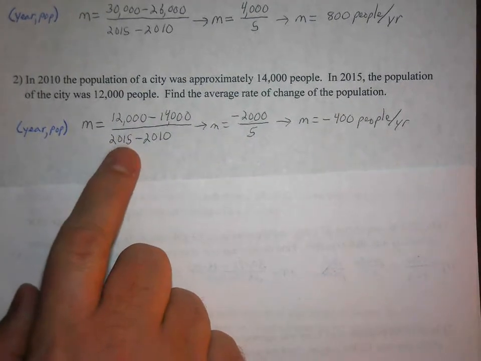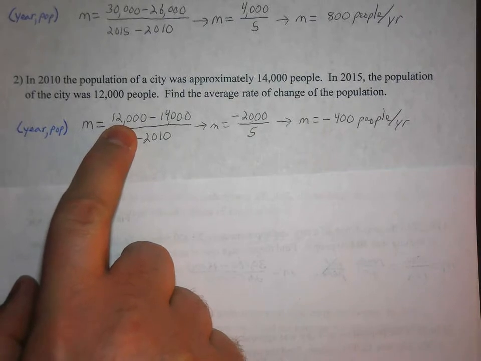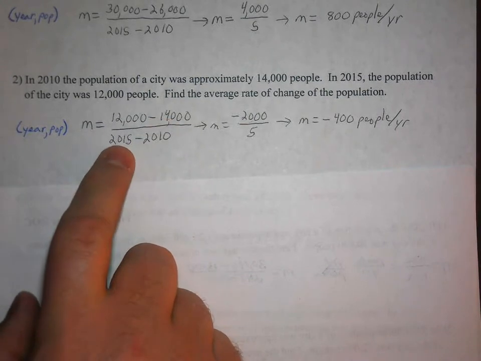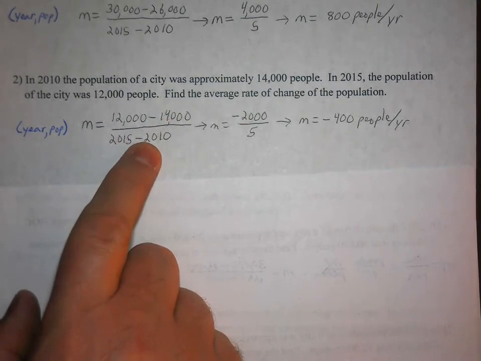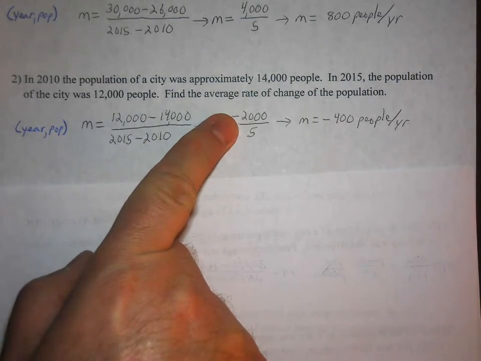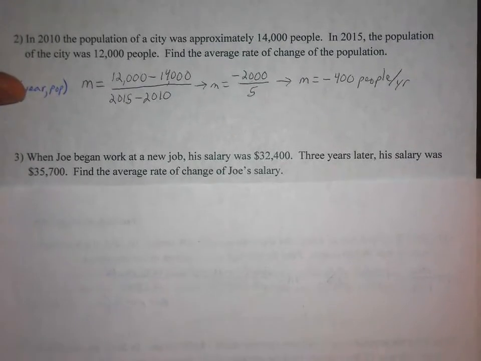Using the math formula, y2 minus y1, the ending population minus the starting population, or the earlier population, divided by the ending year minus the starting year, gave you a positive 5 years and negative 2,000 change in population. Okay, and then moving on to the next one.